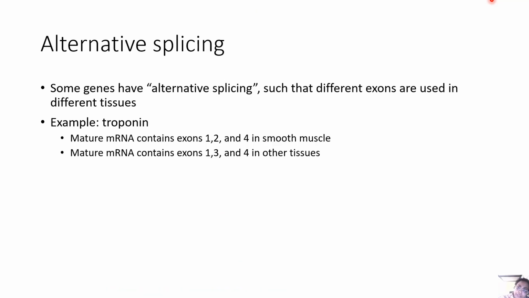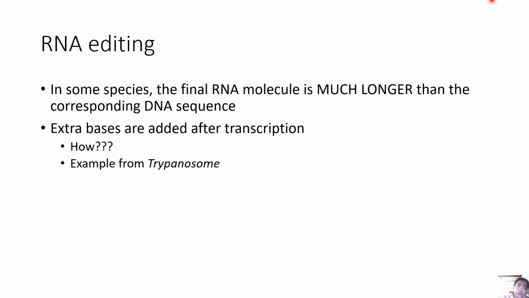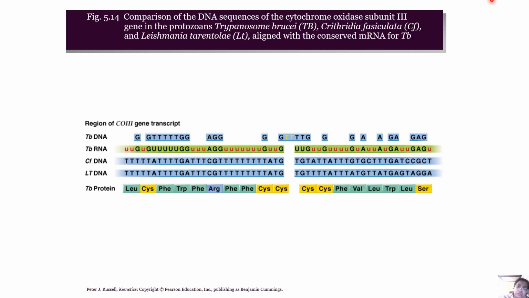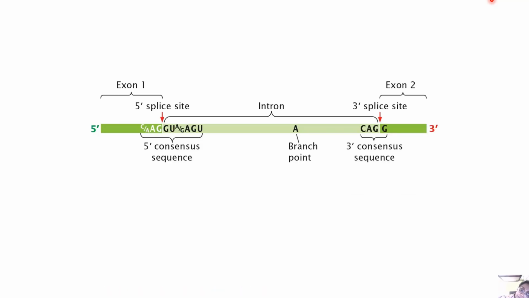Now, some genes have alternative splicing such that different exons are used in different tissues. Now, what do we talk about RNA editing? In some species, the final RNA molecule is much longer than the corresponding DNA sequence. Okay, so if we compare the DNA sequences of the cytochrome oxidase subunit 3 gene in the protozoan trypanosomes Crithidia fasciculata and Leishmania tarentolae, aligned with the conserved mRNA.